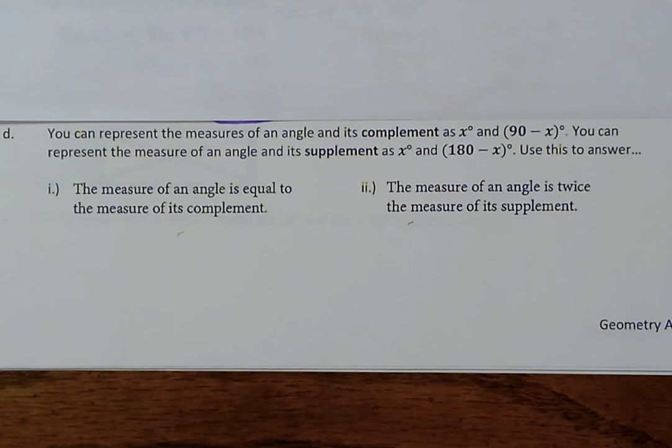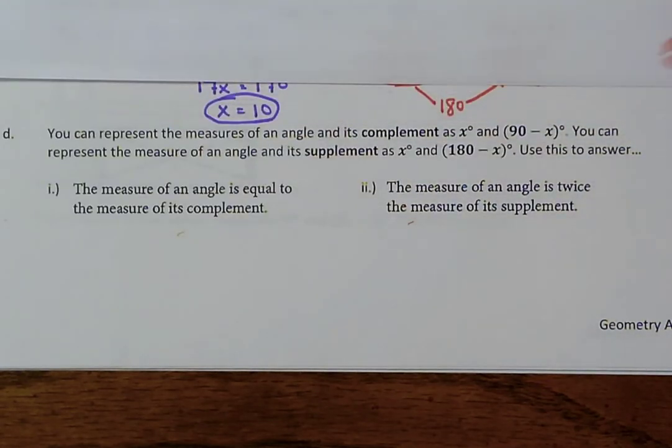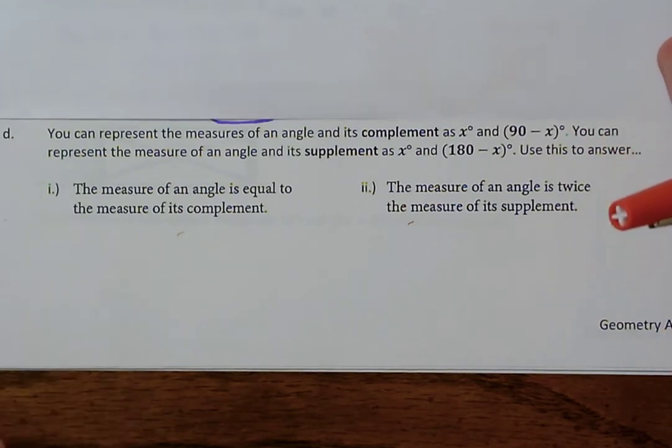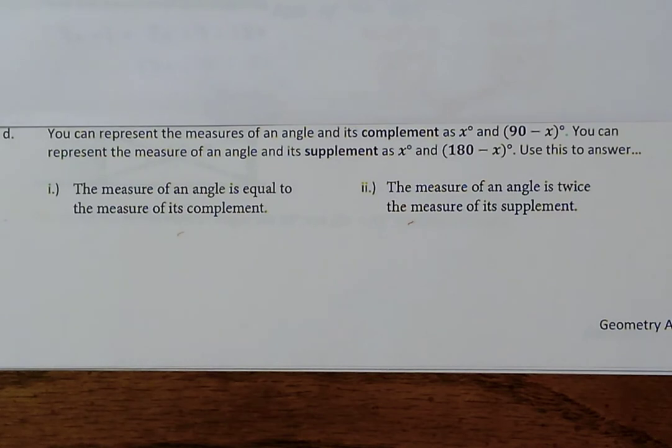Now, where this comes from. Okay, so this 90 minus x or 180 minus x. Let's say that I know the measure of an angle is 40 degrees. The idea of its complement is 40 plus something should equal 90.